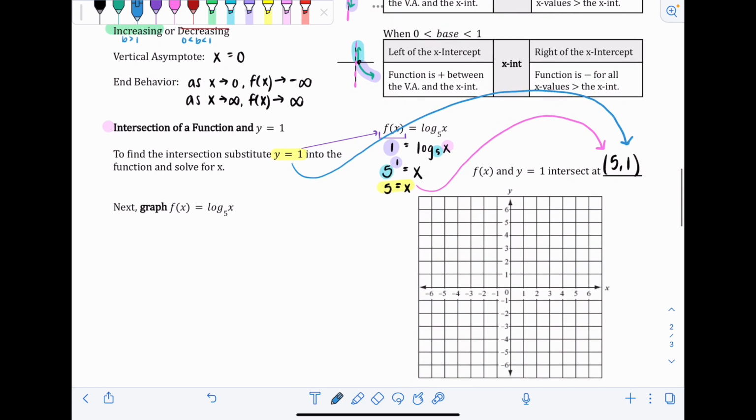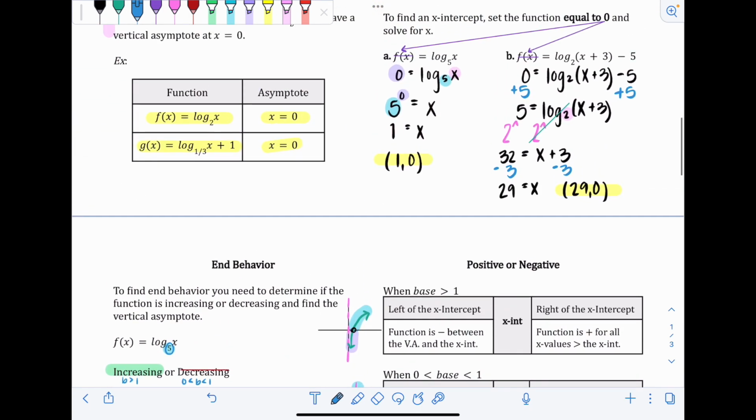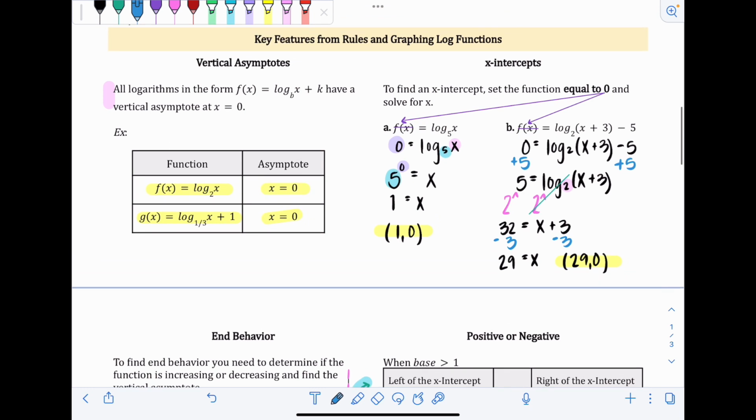Okay, so next we're going to graph f of x equals log base 5 of x, and this is the same function that we've used for a bunch of these different examples, so we already have a bunch of key information here. So I'm going to go back to the first thing that we found. We didn't find the asymptote of log base 5 of x, but we learned that anything in that form has an asymptote at x equals 0.